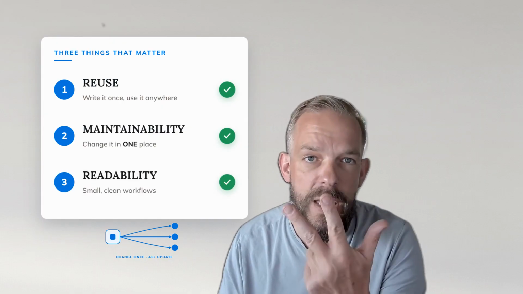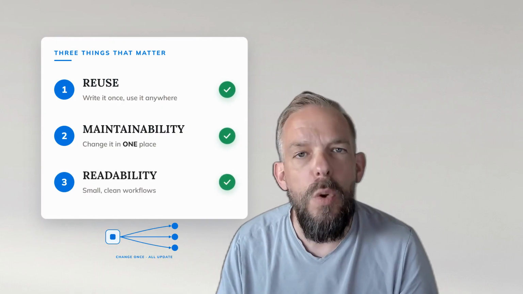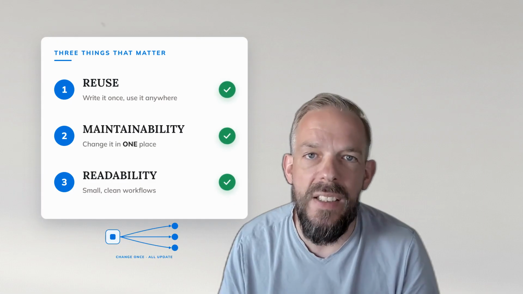And number 3, readability. Your workflows stay small and clean because the messy detail is tucked away inside its own box. Instead of staring at hundreds of nodes, you look at one node that clearly says what it does. Reuse it once, fix it in one place, keep it readable. Hold on to these 3. They are the whole reason why we are doing this.